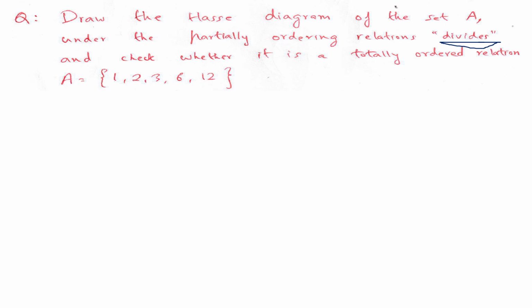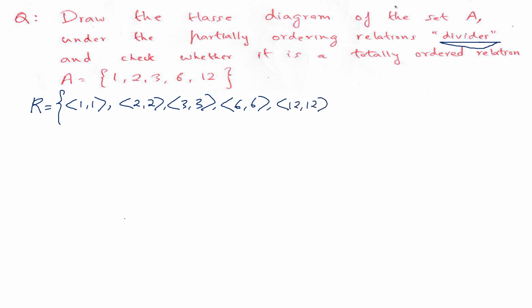You first write the relation R. What is the condition given? Divides. In this type of problem, 1 divides 1, that is self, so 1 comma 1, then 2 comma 2, then 3 comma 3, then 6 comma 6, because each one is exactly divisible by itself, right? Then 12 comma 12. Now start in an order, don't get confused.